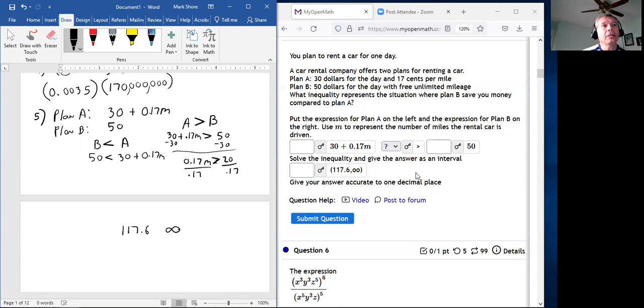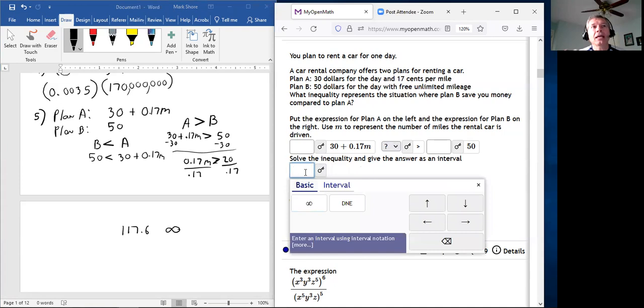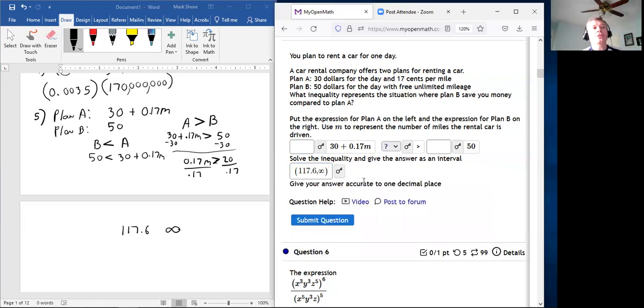Now, the way you type in infinity on MyOpenMath is, I think it gives you that on the space on the thing here. Like when I go here and type in, you see there's an infinity. So the solution to this is any number from 117.6 all the way up to infinity, and you have to put that in parentheses. It's an interval. And that's the way you do that.